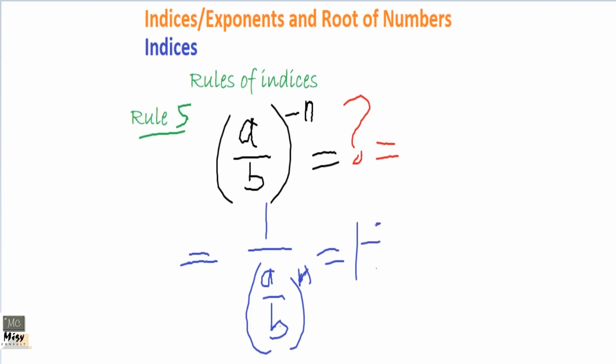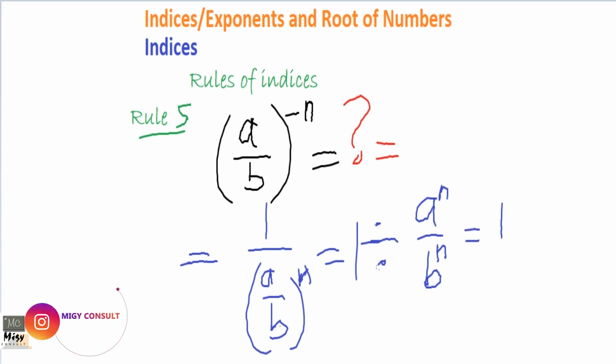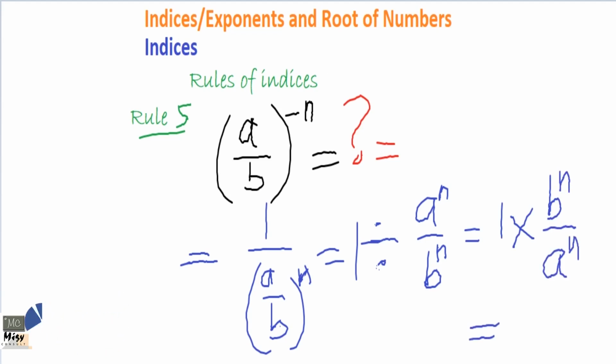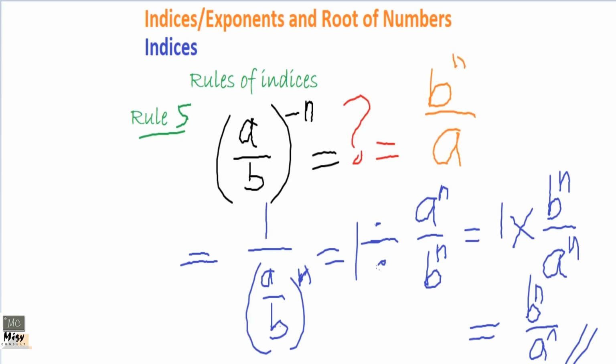So that is 1 divided by a raised to the power n divided by b raised to the power n. Here it is multiplication or division: 1 times b to the n over a to the n, which is the same as b raised to the power n over a raised to the power n. So at the end the answer is b raised to the power n over a raised to the power n.